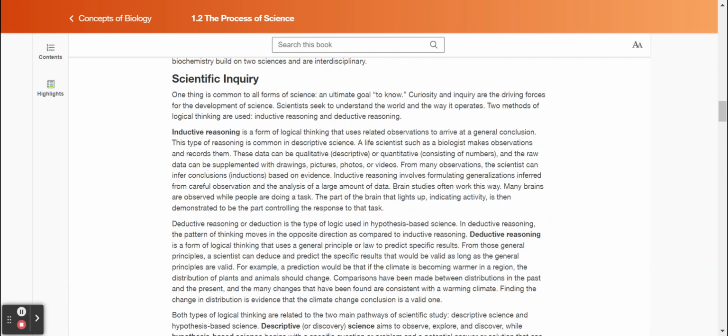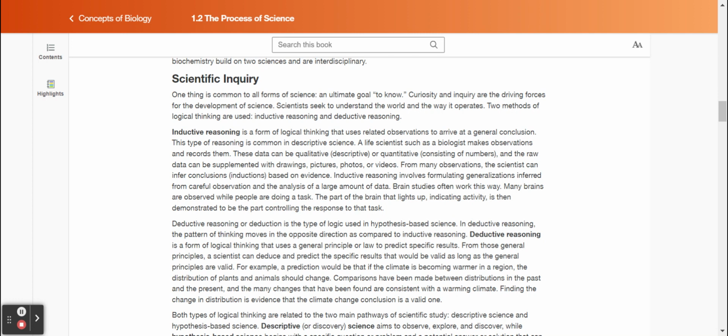Scientific inquiry. One thing is common to all forms of science: an ultimate goal to know. Curiosity and inquiry are the driving forces for the development of science. Scientists seek to understand the world and the way it operates. Two methods of logical thinking are used: inductive reasoning and deductive reasoning.